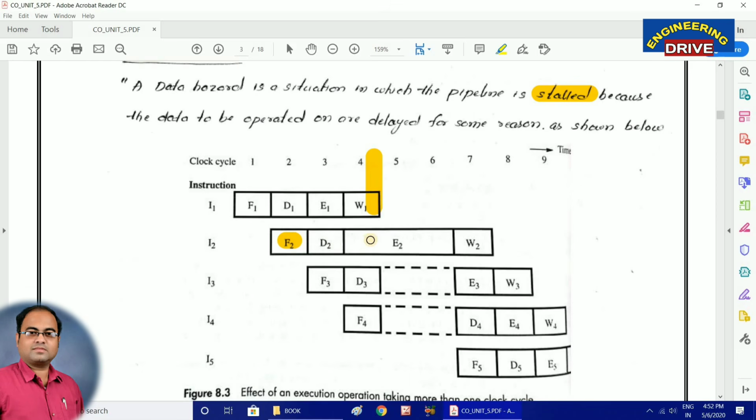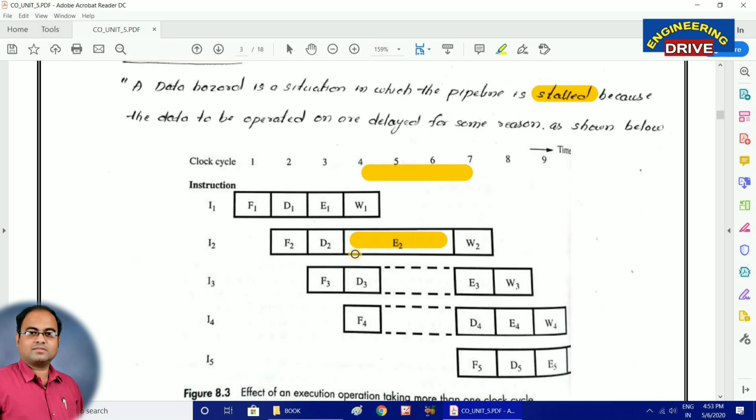D2 is also okay. But you can see here in the execution of instruction 2 there is a delay, which means actually this E2 must be completed at the end of the 4th cycle itself. But what happened? Due to some problem, the execution of the second instruction got delayed. Up to how long did it get delayed? We can see here it got delayed from the 4th to the 7th clock cycle, which means at the end of the 6th clock cycle E2 got executed. After that the writing of the second instruction will take place.